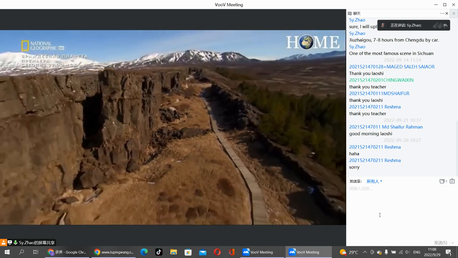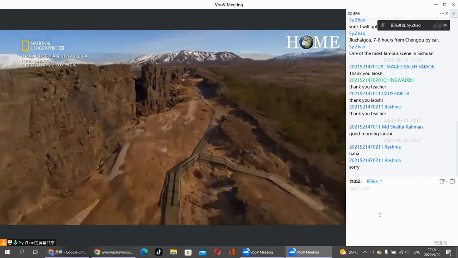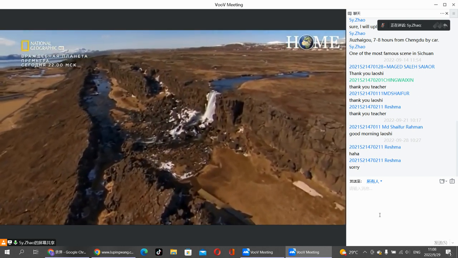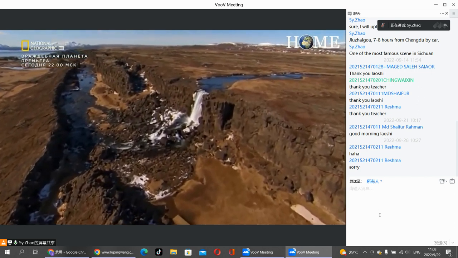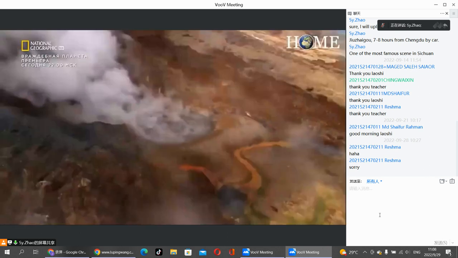The cliffs here are the dividing line between the European and North American plates, and they're tearing away from each other at a rate of nearly an inch a year. This is one of the most geologically active places on Earth.